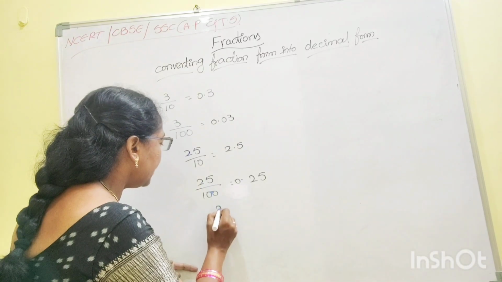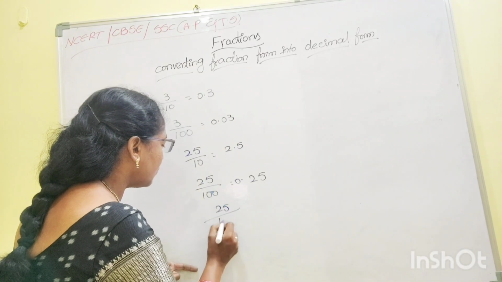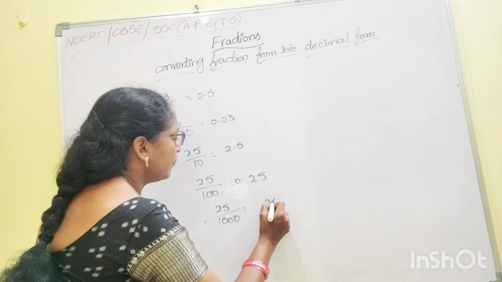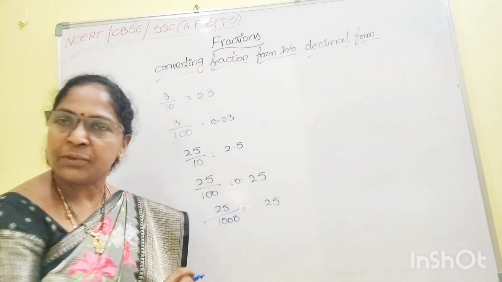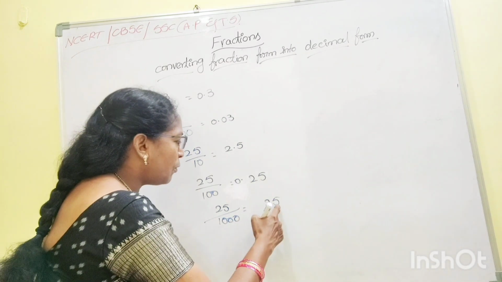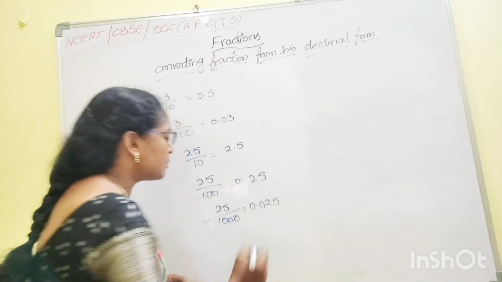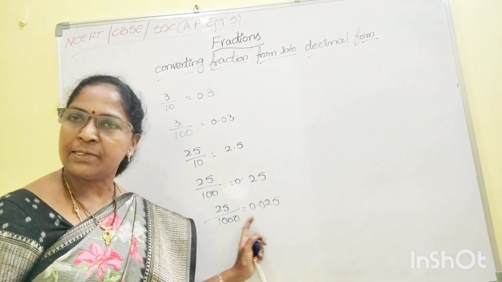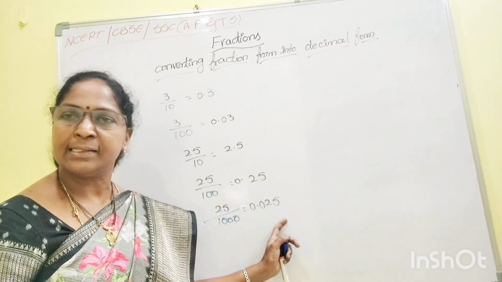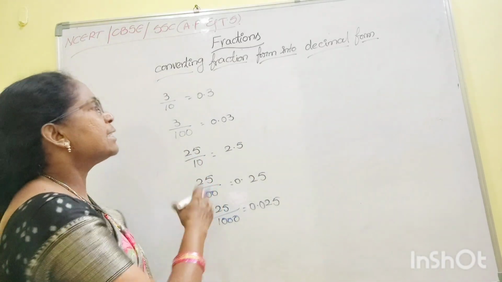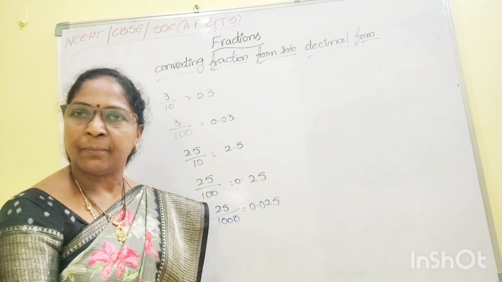For example, here 25 by 1000 is there. Then write 25. But here 3 zeros are there in the denominator. So count 1, 2 and one more digit, and then you have to put the decimal point. So here write 0.025 as the answer. This is the way of converting fractions into decimal numbers.